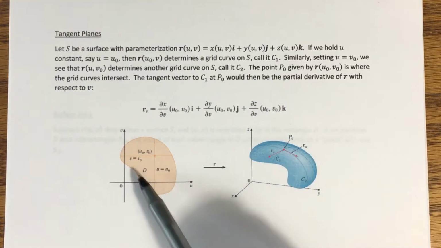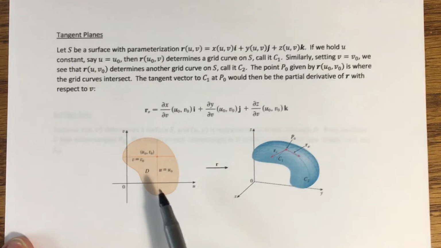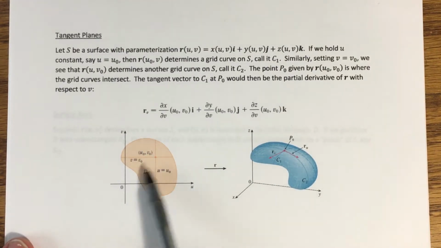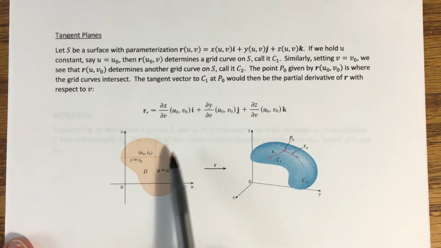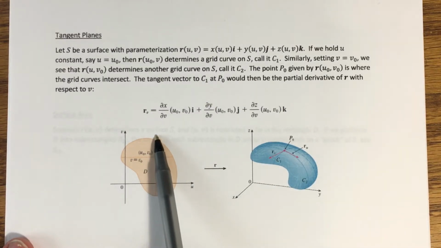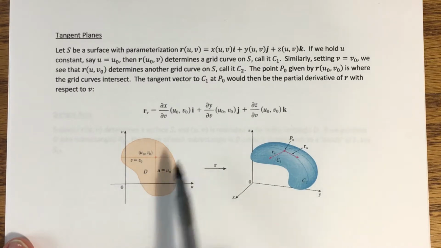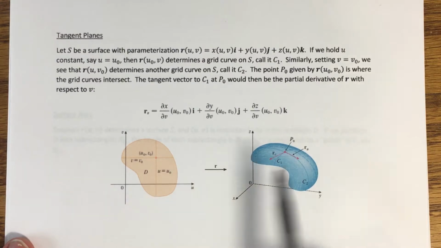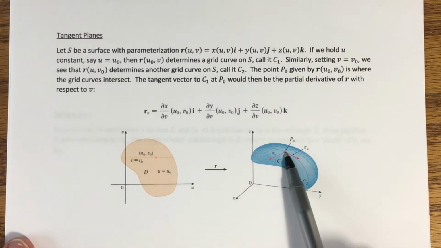We can see that here. So down here is the UV plane, where I'm picking points to plug into my parametrization to give me this surface here. And if I hold u constant, that's going to correspond to this line right here. And then if I were to find the image of this line on this surface here, it would give me this curve C1, which is on that surface.